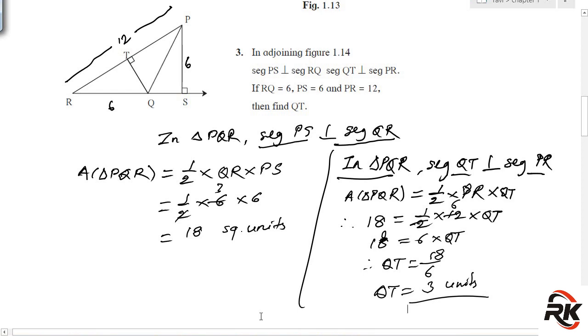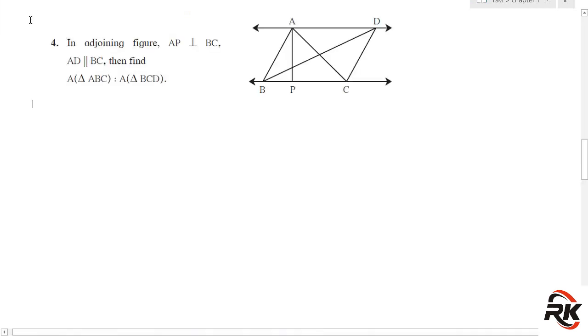Now example number 4. In figure, segment AP is perpendicular to segment BC. Line AD is parallel to line BC. Then find the ratio of areas of triangle ABC and triangle BDC. Look here. Draw segment DP.